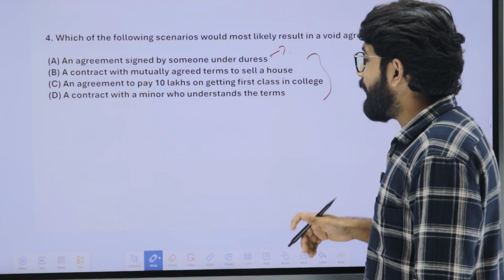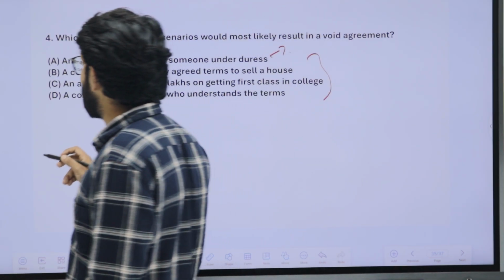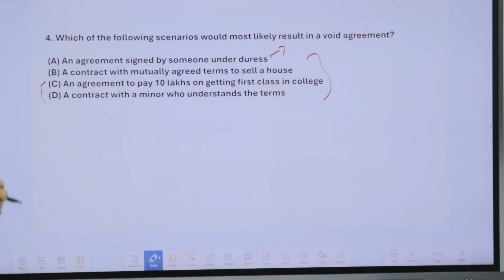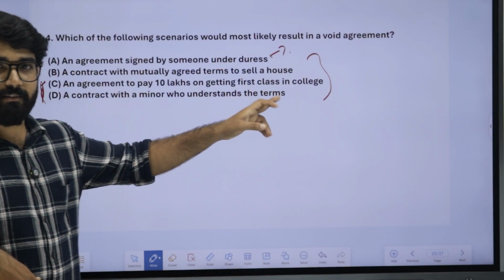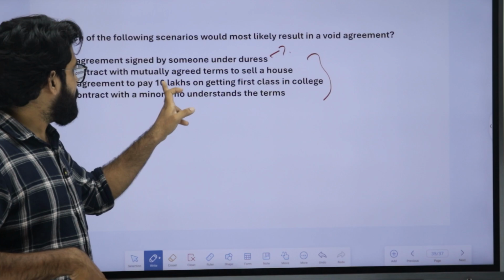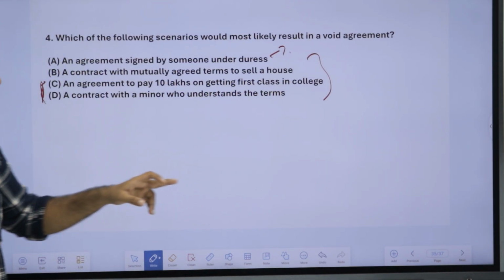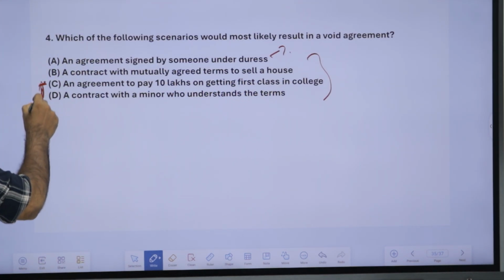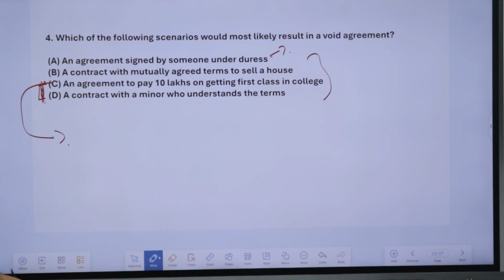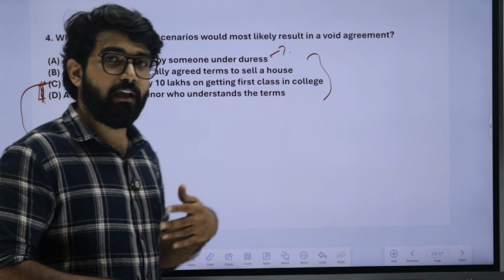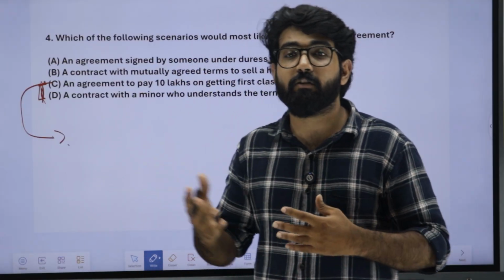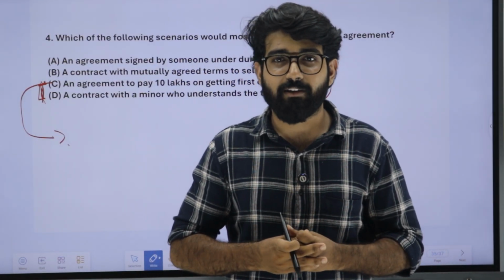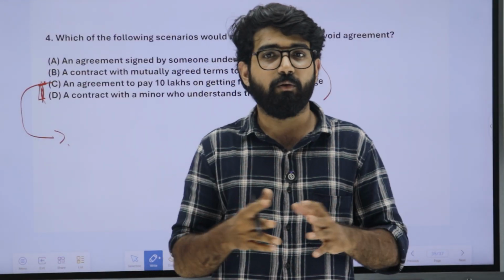You might get confused with C and D. There is a very good possibility you get confused with C and D. I don't think it was first class in the original question paper; it was something else, 10 lakh on something else. You might think this is a wagering contract, but no, there is another kind of contract called a contingent contract. We will discuss wagering and contingent contracts separately.